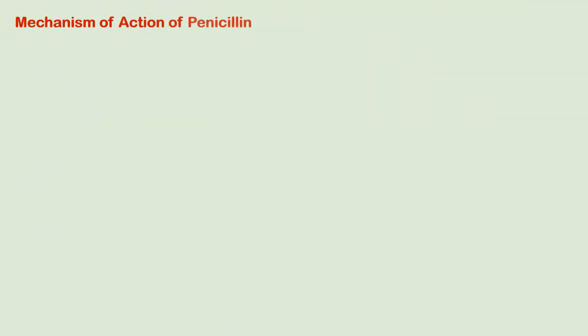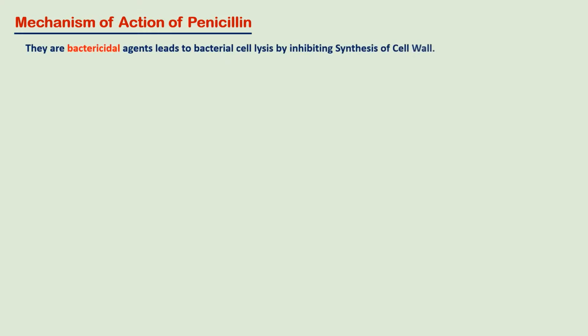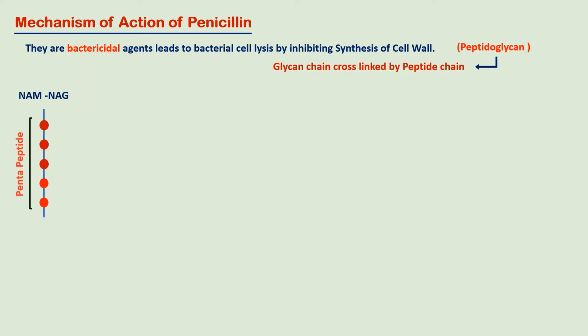Now, moving on to the mechanism of action of penicillin. These are bactericidal agents that lead to bacterial cell lysis by inhibiting the synthesis of the cell wall. Now, we know that the bacterial cell wall is made up of peptidoglycan, which has glycan chains cross-linked by peptide chains. This glycan chain is composed of alternating amino sugars like N-acetyl muramic acid and N-acetyl glucosamine. To this N-acetyl muramic acid, a pentapeptide is attached, which has terminal 4 and 5 D-alanine amino acids.